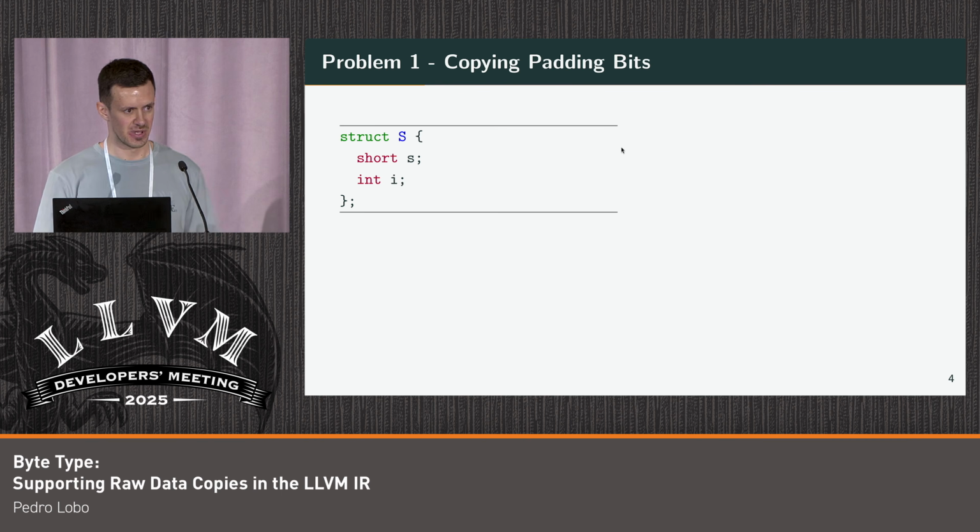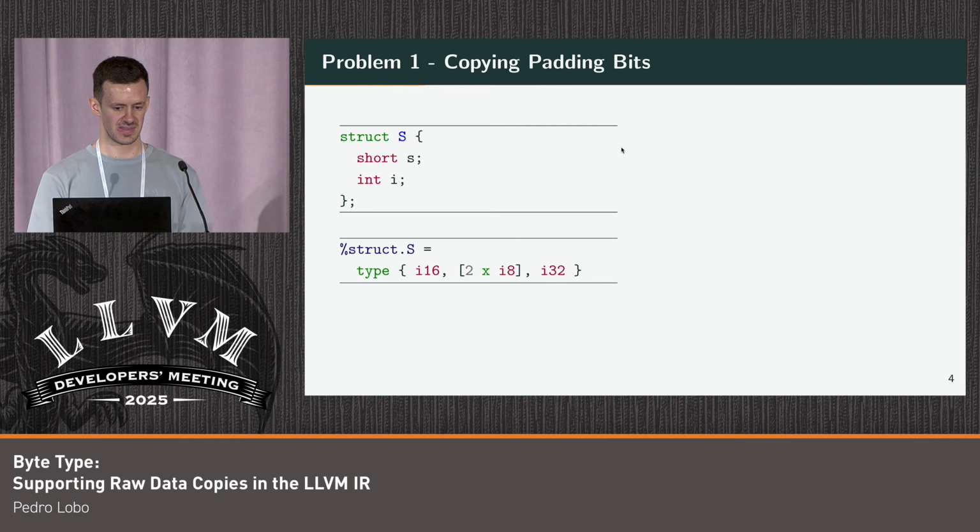So for the first problem, which lies in copying padding bits, we see here a C structure composed of a short and an int. As you might know, the short is 2 bytes wide, so the compiler is free to introduce 2 bytes of padding between these two fields in order to satisfy alignment requirements.